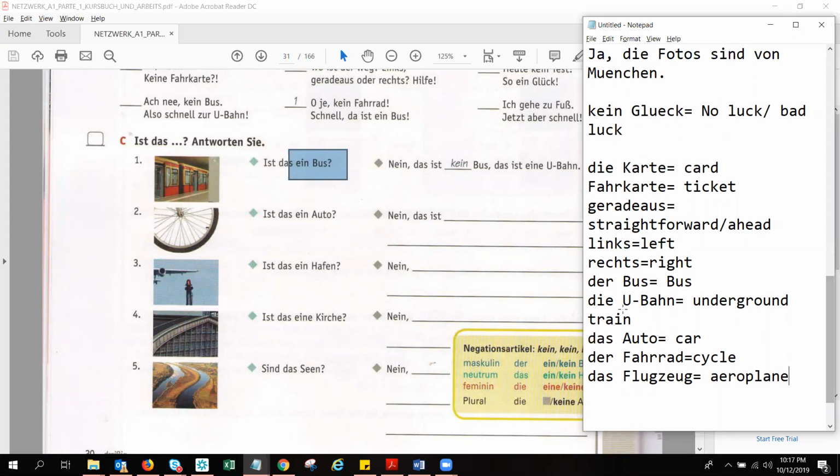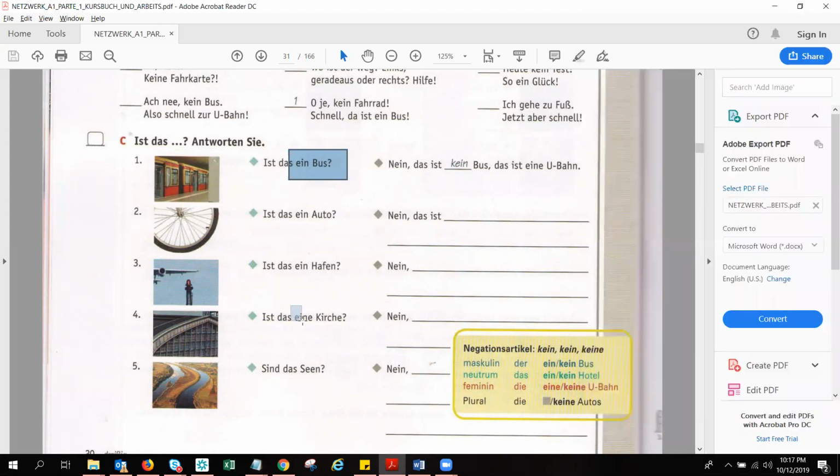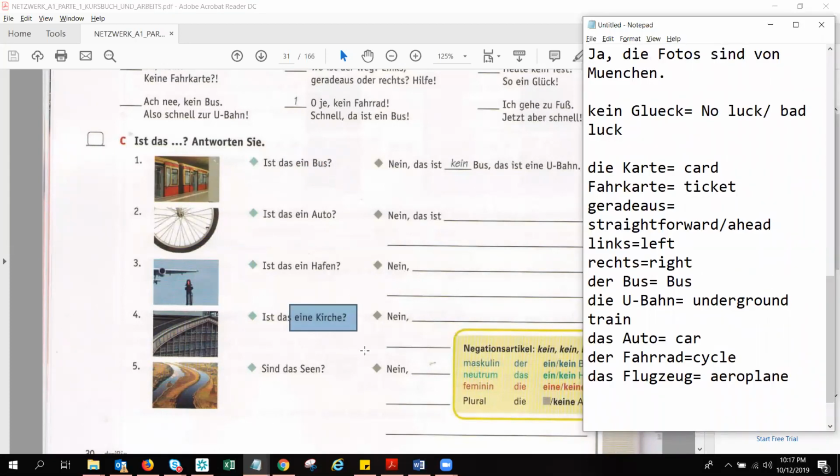Nana, one more thing. Because the article of Kirche is die, eine, so it will be: das ist keine Kirche. Whenever the article is die, we use keine. Das ist keine Kirche. Das ist ein Bahnhof.